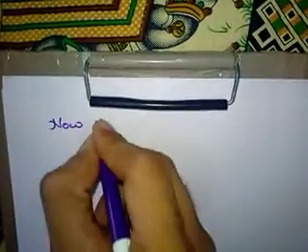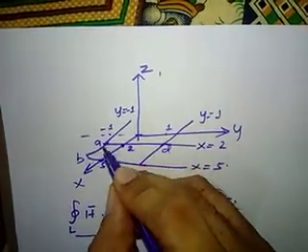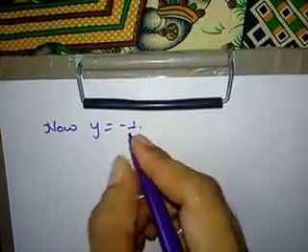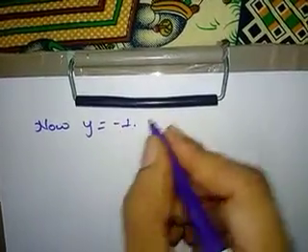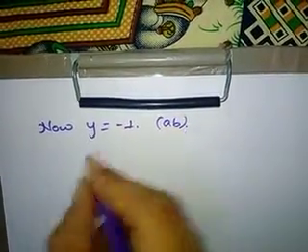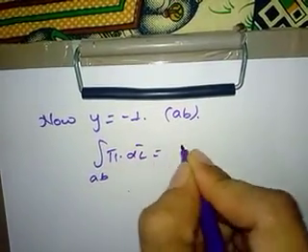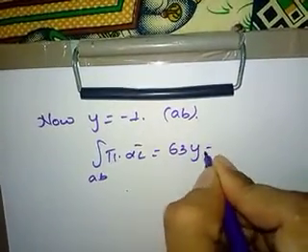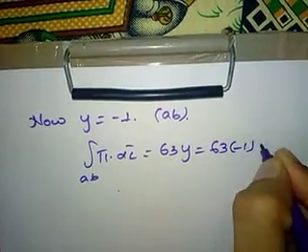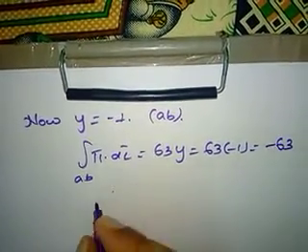So now what is y at this point, a to b? Y is -1. So if we substitute y equal to -1 for path a to b, we get the integral a to b of h bar dot dl bar equal to 63y, that is 63 into -1, so it is equal to -63.